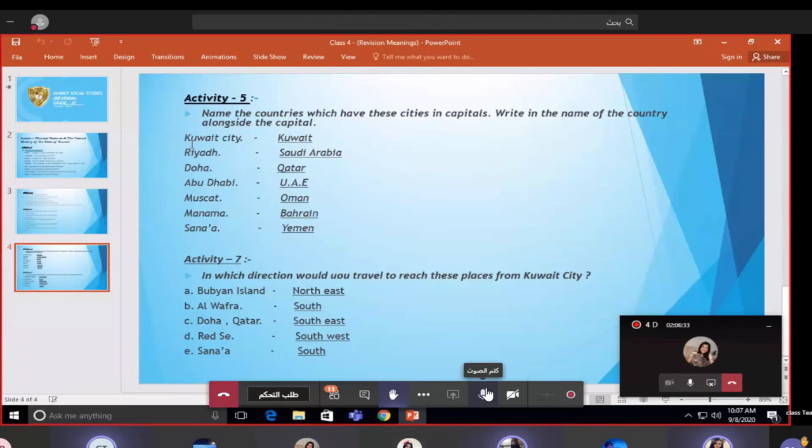Kuwait City. Riyadh, Saudi Arabia. Doha, Qatar. Abu Dhabi, UAE. Muscat, Oman. Manama, Bahrain. Sana, Yemen. Now let us go.